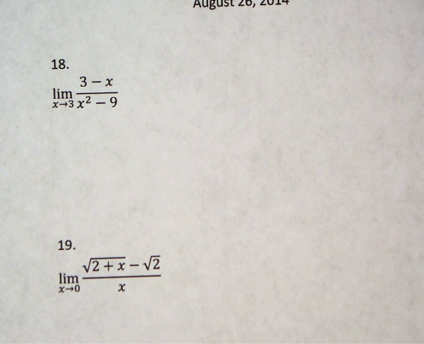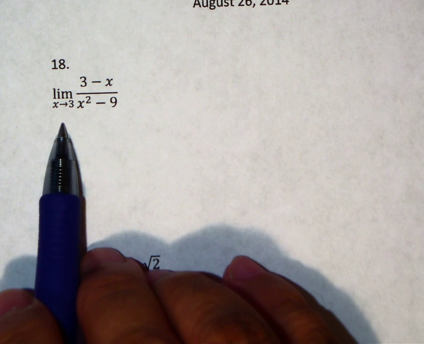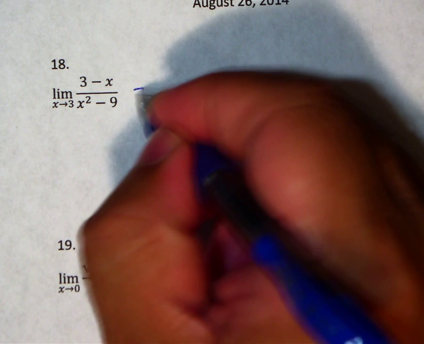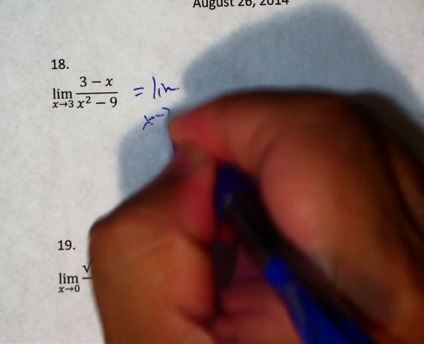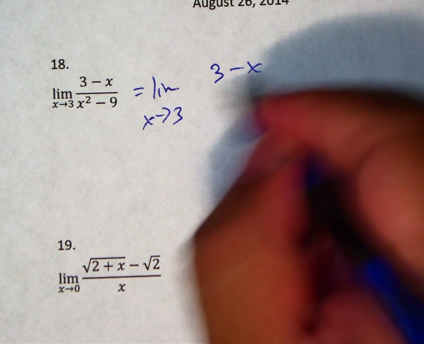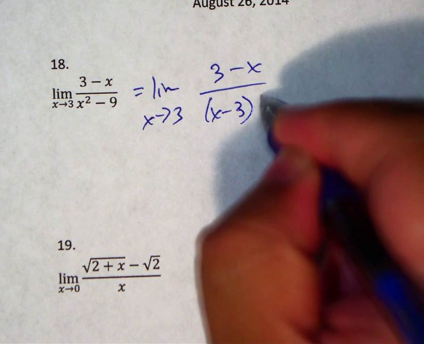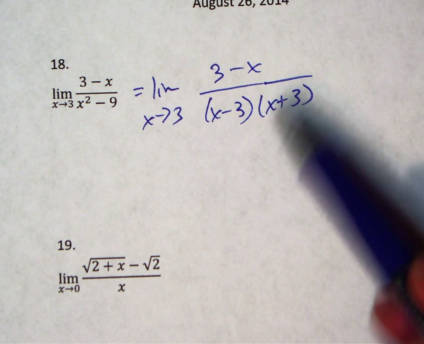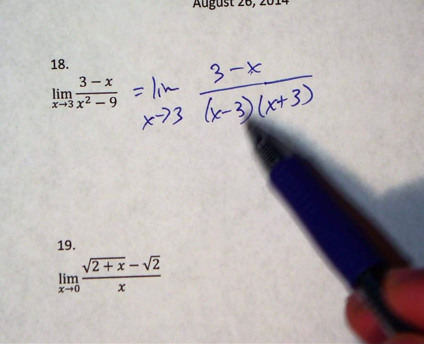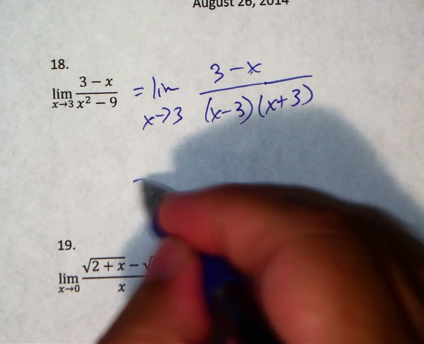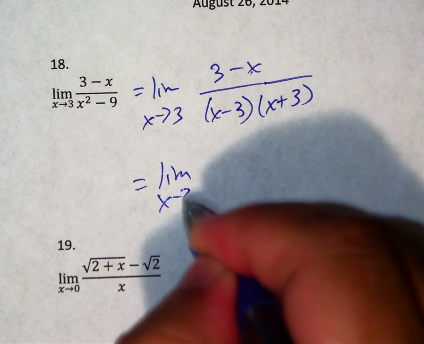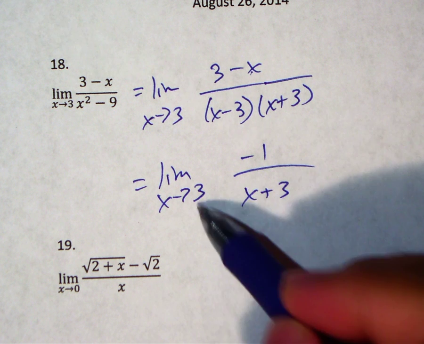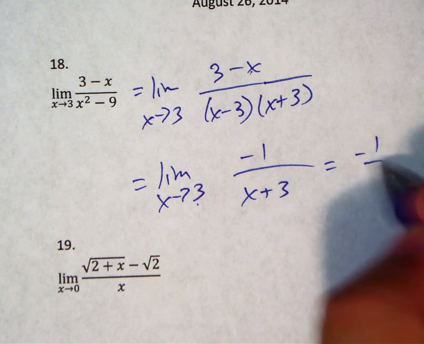18. This time you plug in 3. You get 9 minus 9 in the denominator. 3 minus 3 in the numerator. 0 over 0. So it happens again. This time I'm factoring it out. X minus 3, x plus 3. Here, when I reduce this, the numerator is just the opposite of this. So when I reduce that, I'm left with a negative 1. Okay? So I can plug in 3 into that, and I get negative 1/6.